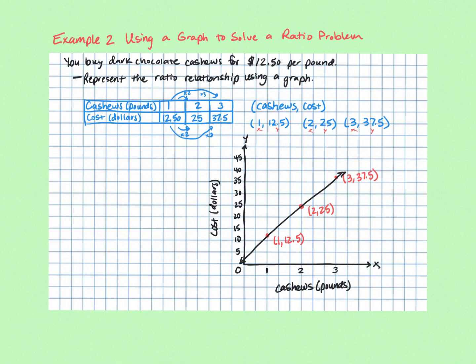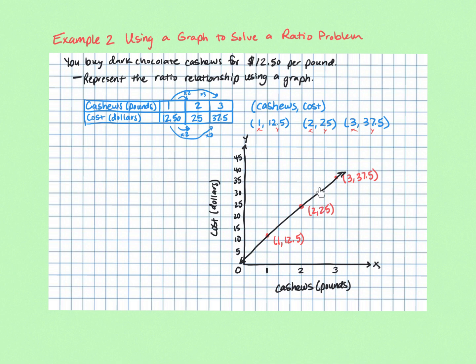Now I can look at this and say, all right, how much does 2.5 pounds of dark chocolate cashews cost? So now I can use the graph and I can see that the cost of 2.5 pounds is halfway between 25 and 37.50. So 2.5, okay, here's my 2.5, and I'm going to go all the way up. Oh, sorry, if I'm going up 2.5, I'm going right here. My bad. It's about right there.